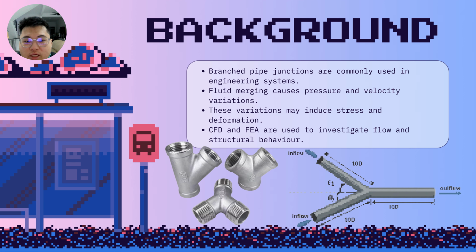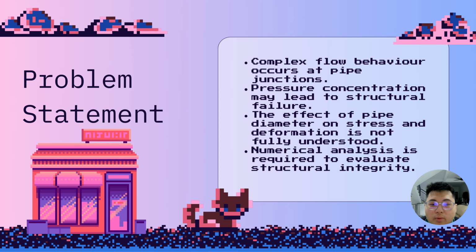The branch pipe junctions as shown on the screen are fundamental components in engineering piping systems. However, when high velocity fluid merges at these junctions, it creates drastic variation in pressure and velocity. This internal flow variation directly induces mechanical stress and deformation on the pipe walls. To visualize and understand this behavior, we used advanced computational tools: CFD for fluid flow analysis and FEA for structural analysis. And this will lead to our purpose statement.